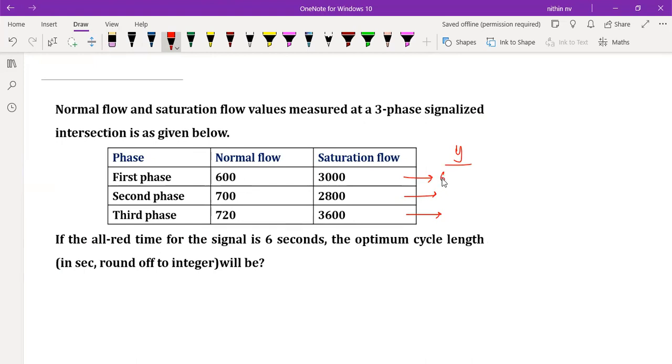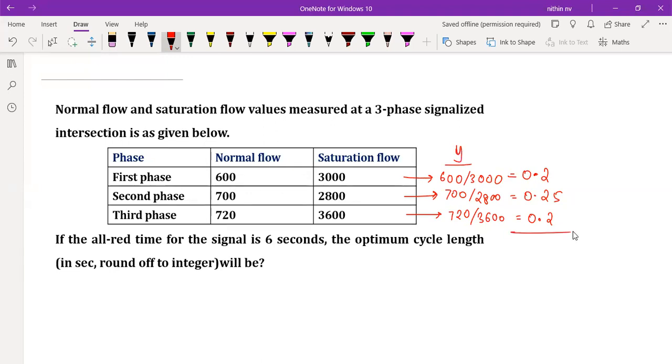The first one will be 600 divided by 3000, right? It's going to be 0.2. Let me just confirm it. 600 by 3000. Yes, 0.2. Similarly, the second one is going to be 700 by 2800. That's going to be 0.25, 1 by 4. Now this is 720 by 3600. Again, this also is going to be 0.2. So these values are what we mean by small y's.